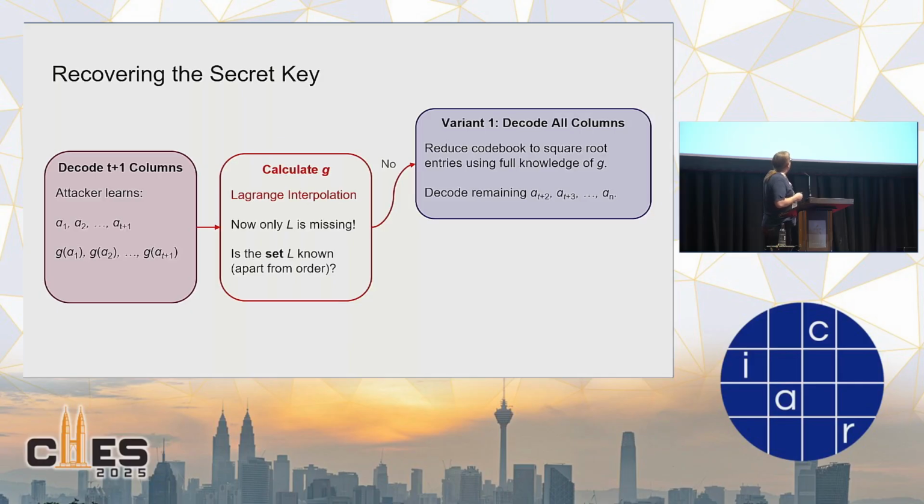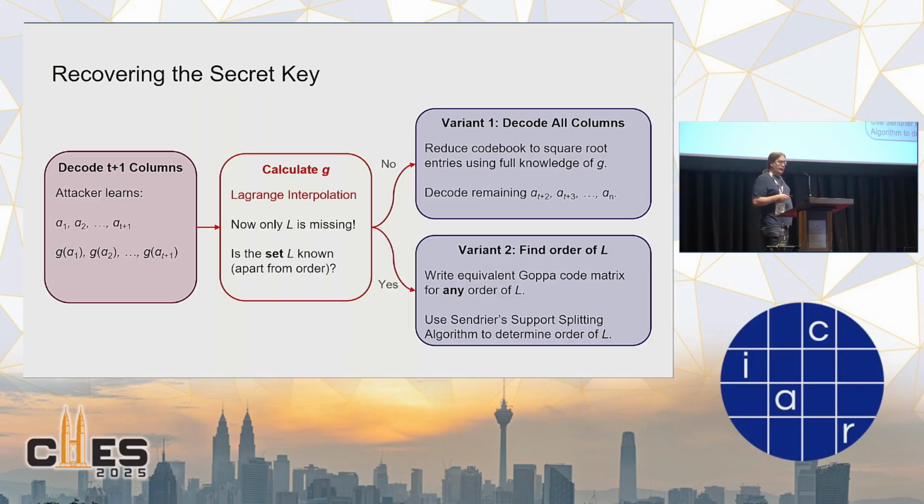Or if you know the set of alphas, then you can be even smarter, because now you only need the order, and we have a better algorithm for that. It's complicated, I can't get into it here, but it's called Sendrier's support splitting algorithm, and everybody just says this and moves on. But if you actually want to take a closer look at it, because we did, we actually implemented this algorithm and evaluated that it heuristically works in our setting. So yeah, so these two cases are.